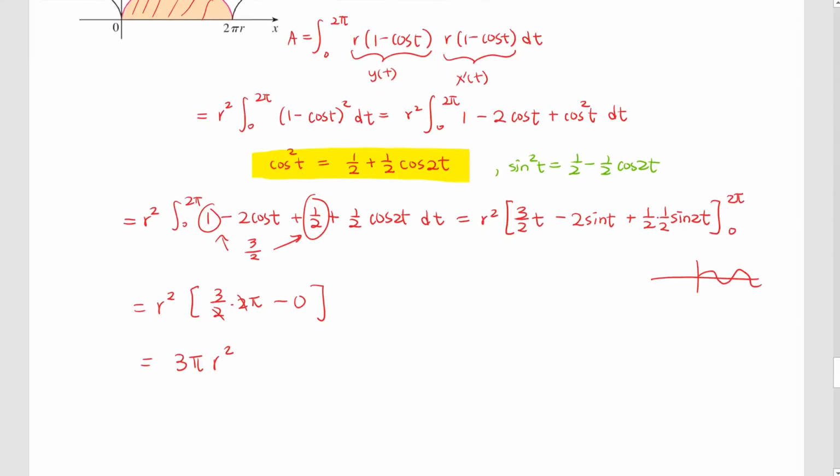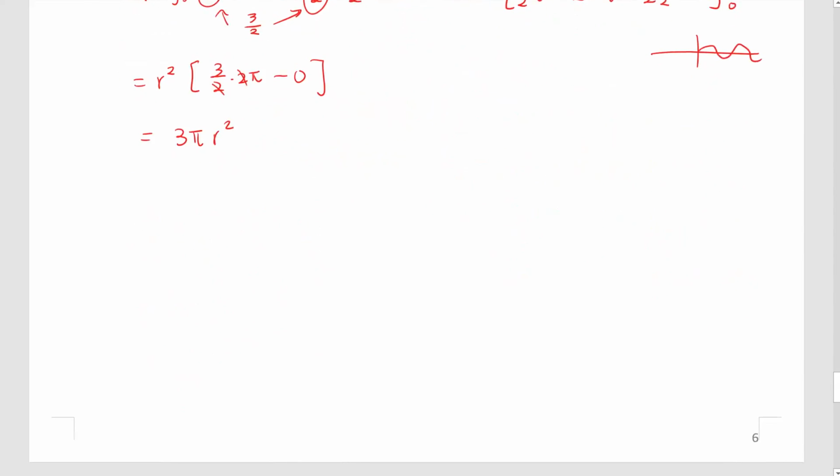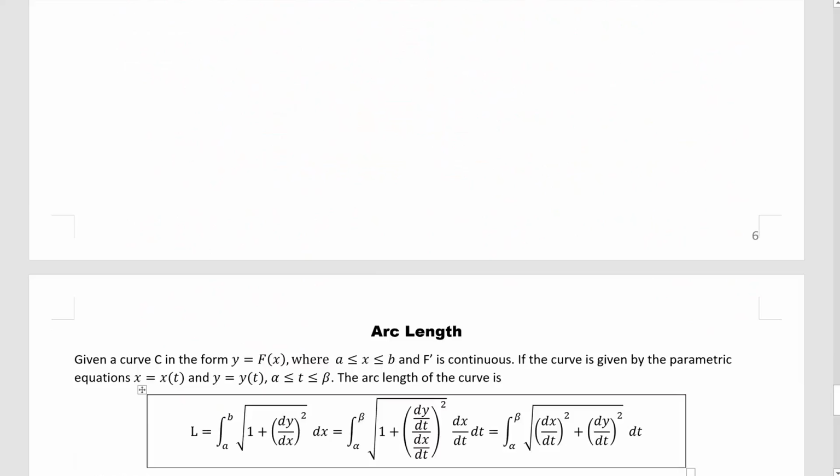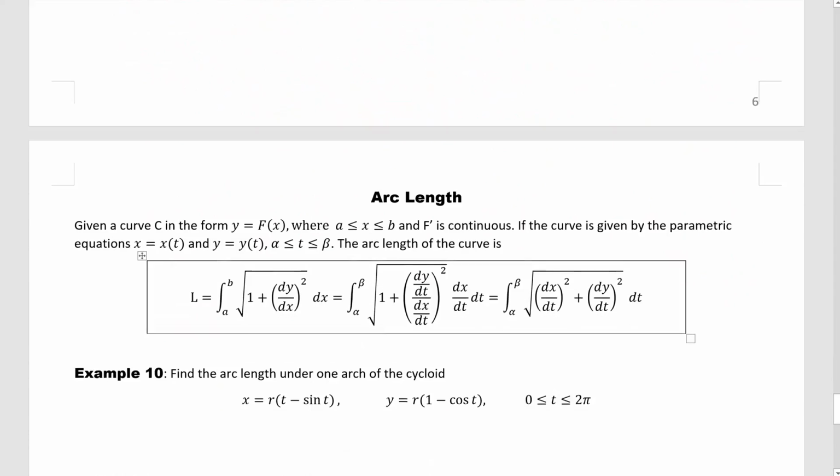Okay. So just use the formula and then find the x prime. All right. Let's continue with arc length.